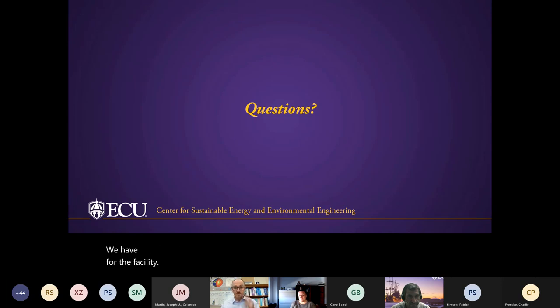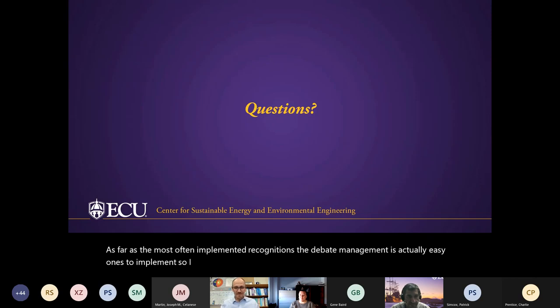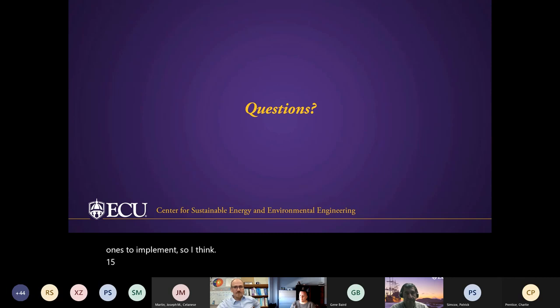But as far as the most often implemented recommendations, the demand management is actually one of the easy ones to implement. So I think easy to implement and often implemented go together, right? When you realize that you can start analyzing your 15-minute interval data, and the power company has those data and is willing to provide them to you, or maybe you already have access and didn't know it, then getting on a routine to analyze that data and manage your peak demands is kind of an obvious thing to do.